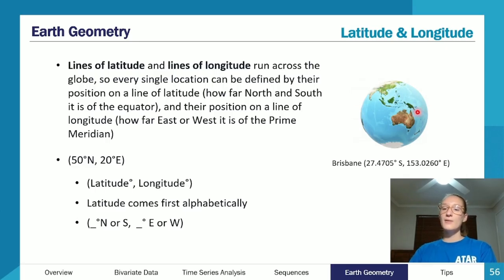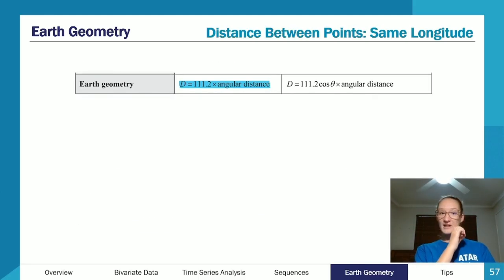We can see that because Brisbane's kind of down a little bit, we've got that slight angle of depression there. So that's why Brisbane's 27 degrees south. And we also can see that it's 153 degrees east of the prime meridian. So it's actually coming a little bit closer to the international date line around the back of the earth. So that's just an example there.